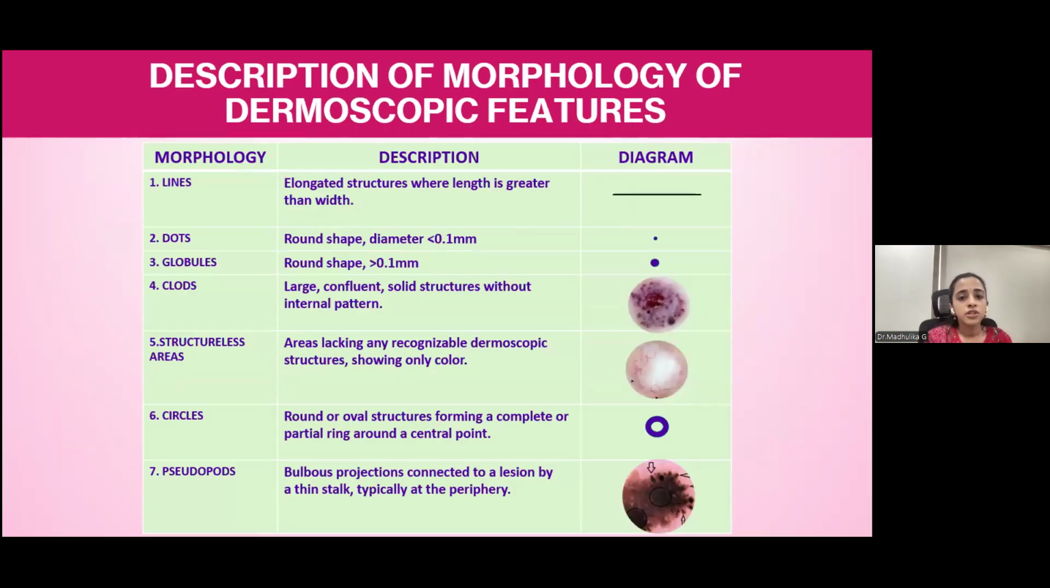So let's get into the description of the morphology that is visible on using a dermoscope. You can see lines, which are elongated structures; dots, which are less than 0.1 mm and round structures; and globules, which are more than 0.1 mm and are also round structures. Clots are also round structures, a confluent solid structure without much internal pattern, basically like a blotch. Then structureless areas, which lack any recognizable pattern. Circle, where there is only accentuation of the border and nothing in the center. Pseudopods are pseudopod-like extensions of the existing lesion. So these are the morphological features visible on dermoscopy. Next slide.